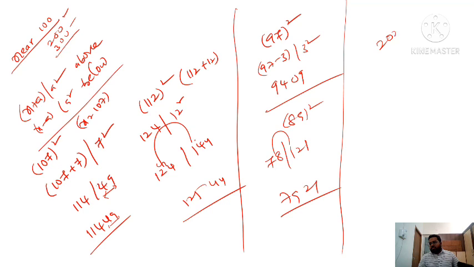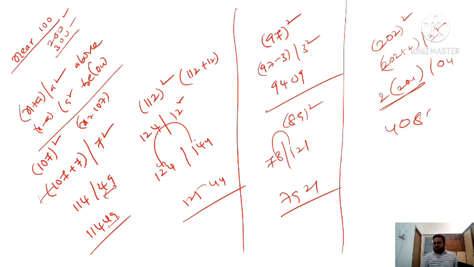For example, 202 whole square. How much is above? 2 is above. 202 plus 2 and 2 square. 202 plus 2 is 204. This is 200. If in case 100, you have to multiply with 1, so there is no change. If in case 200, you have to multiply this number with 2. So 408 and 04 is the answer. 40804 is the answer.